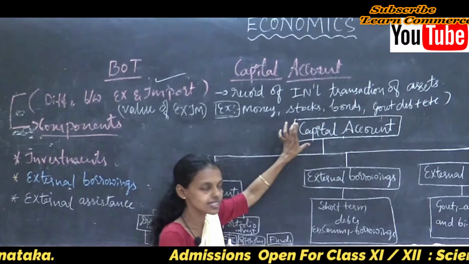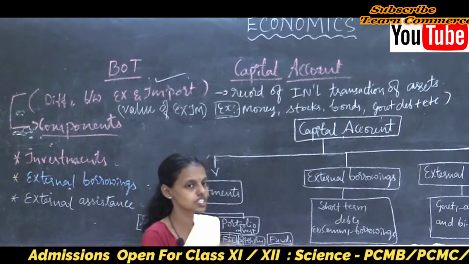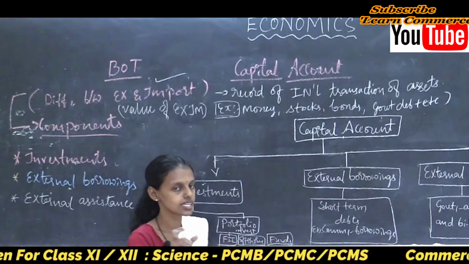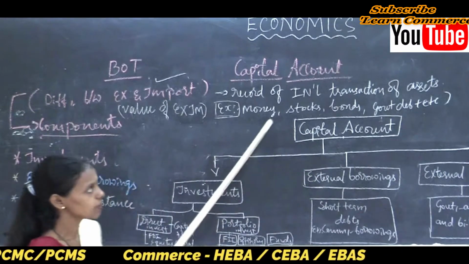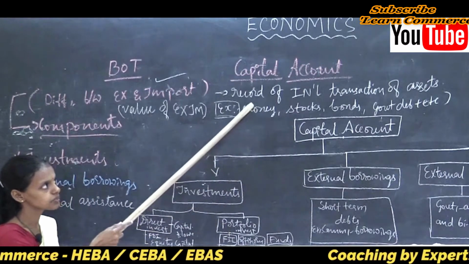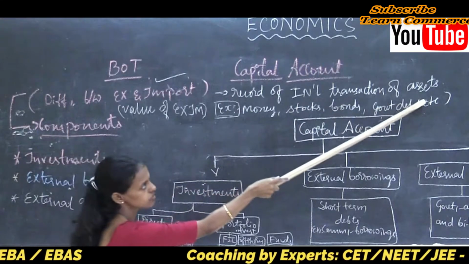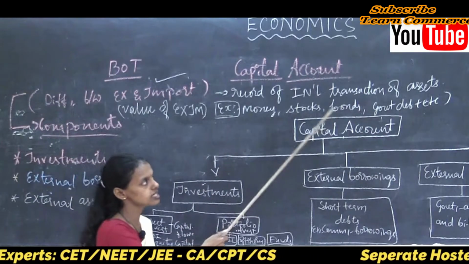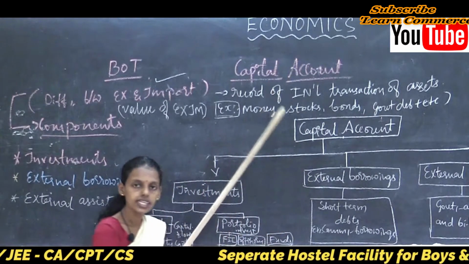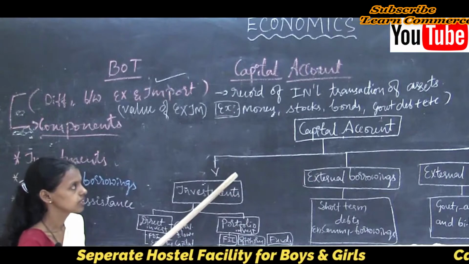Let us see through the chart. It is easy to remember what the components of capital account are. See here. Capital account is nothing but, as I said before, a record of international transactions of assets. Examples for capital account: money, bonds, stocks and government debts, etc.